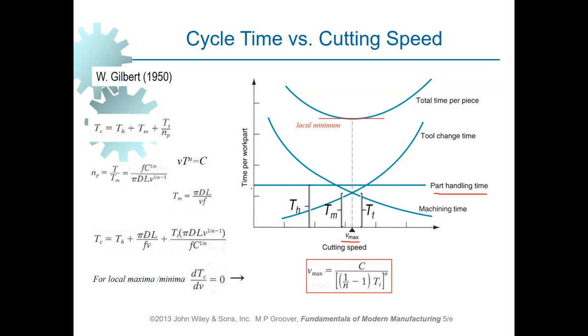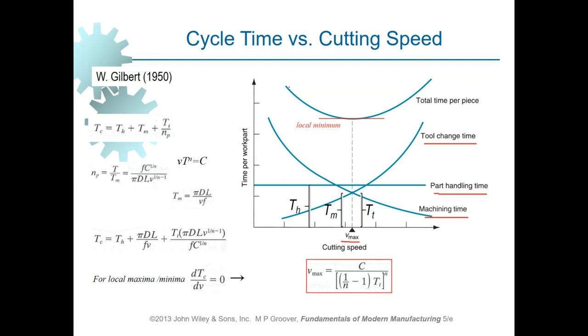This time is independent of cutting speed, so it has got a fixed value. And then there is another time component that is machining time. This time is dependent on the cutting speed. As cutting speed increases, machining time decreases. And there is another time component, and it is tool changing time. As cutting speed increases, tool changing time also increases because there is a need for more frequent tool changes.